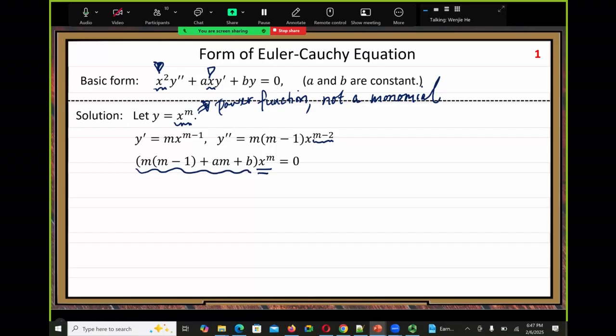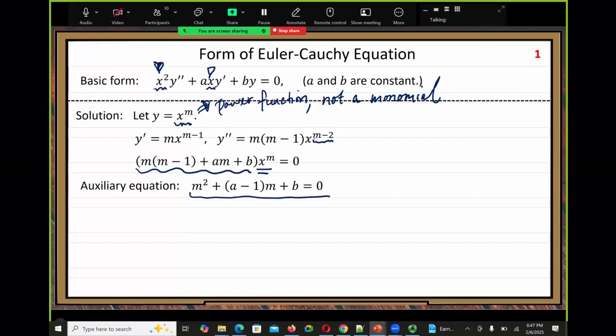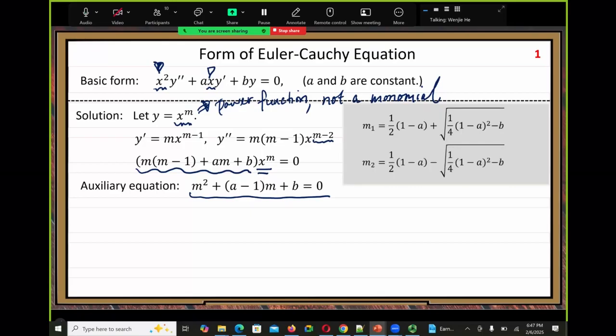Then we have a characteristic function. Similar to our previous example, this time we have a characteristic equation or auxiliary equation. After simplification, we get this quadratic equation for variable m. We can still apply the quadratic formula, m1, m2. Three cases, similar to our previous discussion.